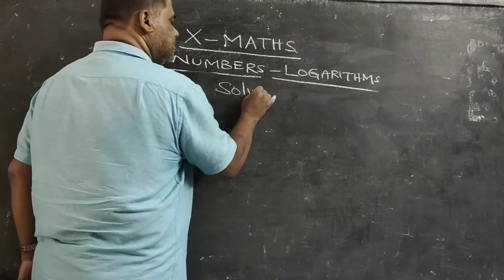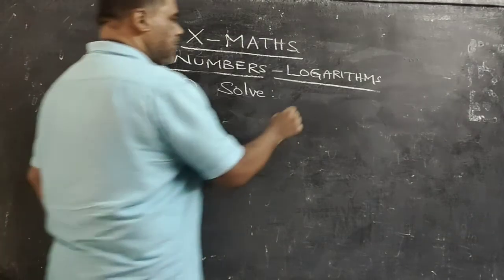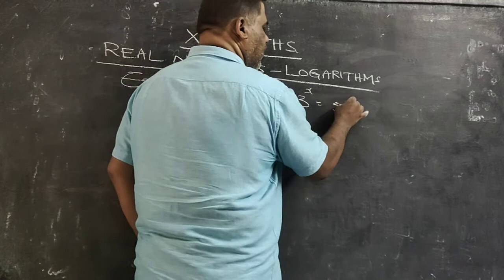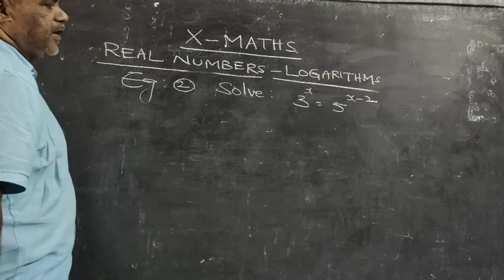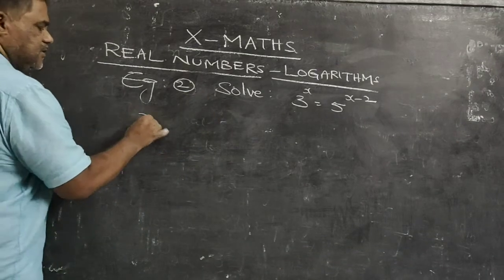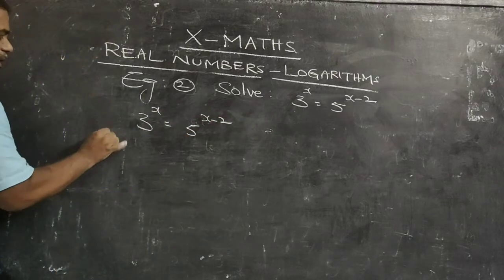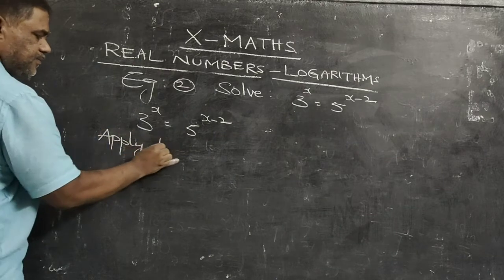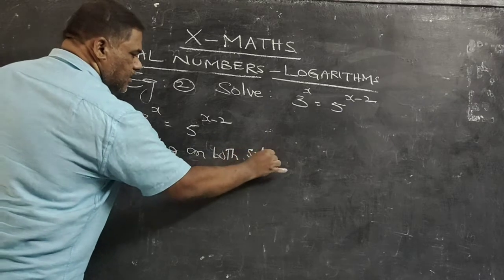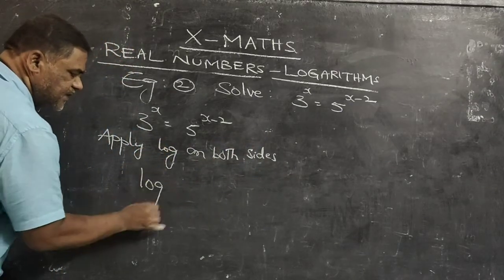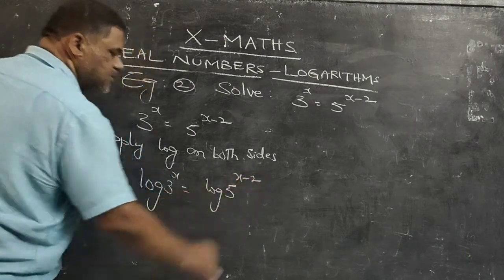Solve 3 to the power x is equal to 5 to the power x minus 2. Solving means you have to find the unknown, that is x value you have to find. So 3 to the power x is equal to 5 to the power x minus 2. Apply logarithm on both sides. Logarithm of 3 to the power x is equal to logarithm of 5 to the power x minus 2.